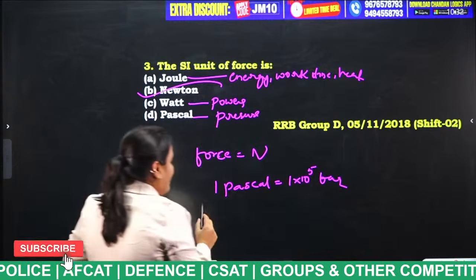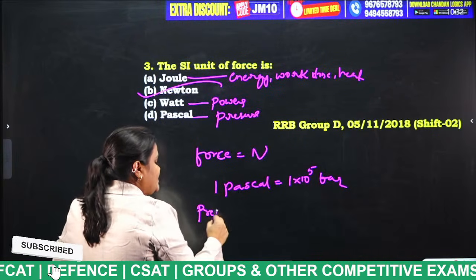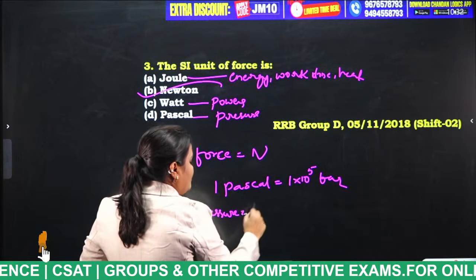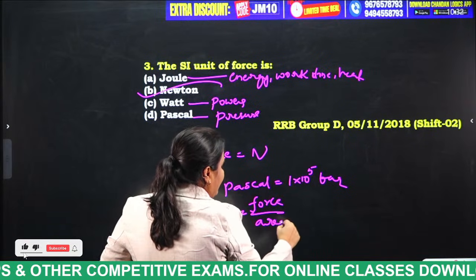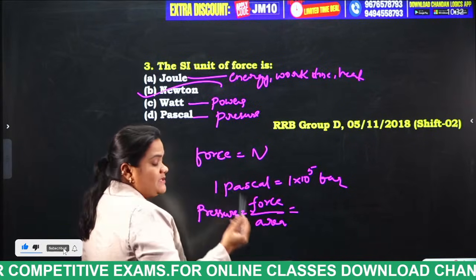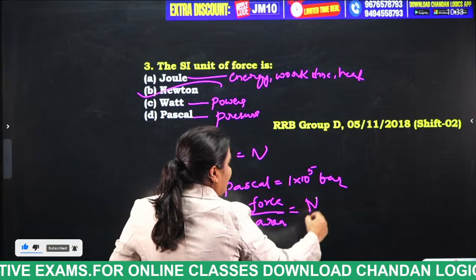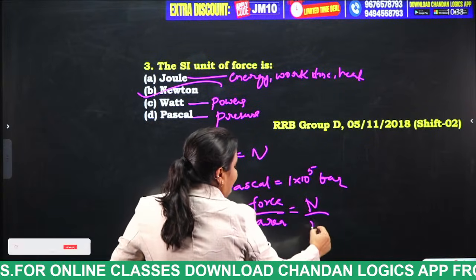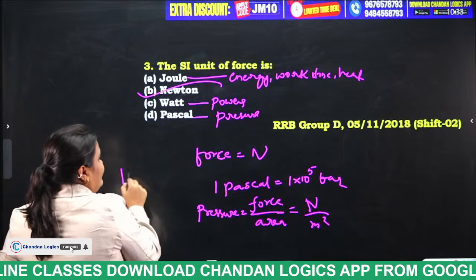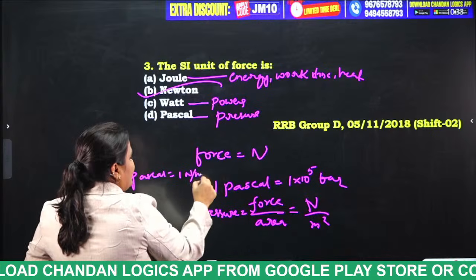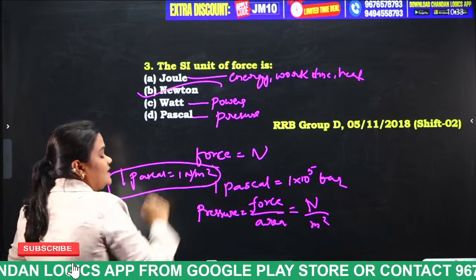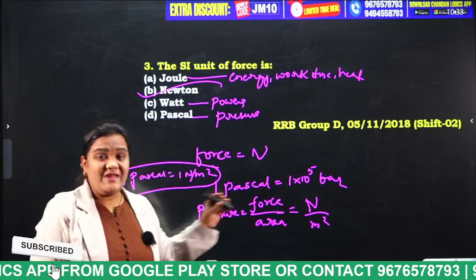And what do you mean by pressure? Pressure is equal to force by area. We all know the unit for force is Newton, and the unit for area is meter square. That means 1 Pascal is equal to 1 Newton per meter square. This is also another way to solve these units. Very, very important, students.